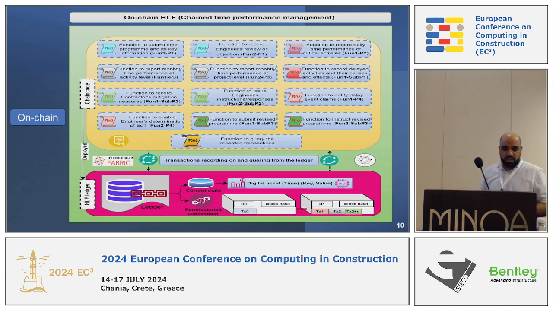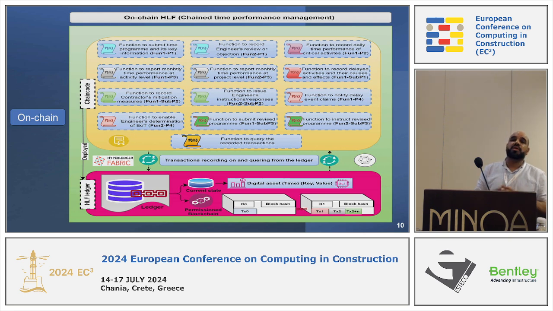Now, the on-chain component consists mainly of, and I'm showing only two parts here, I'm not elaborating on the other technical details as shown earlier by Sungaha. So here the most important part is the chain code. The chain code consists of a number of sets of smart contract functions. Each set of smart contract functions reflects a specific process or sub-process from the contractual time performance management as derived from FIDIC. Under each smart contract function, of course, we have a number of parameters.